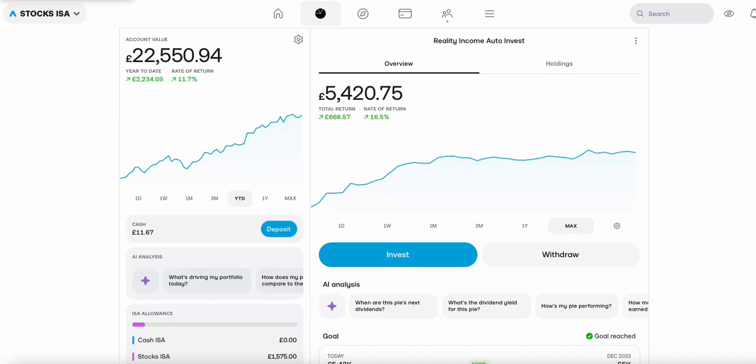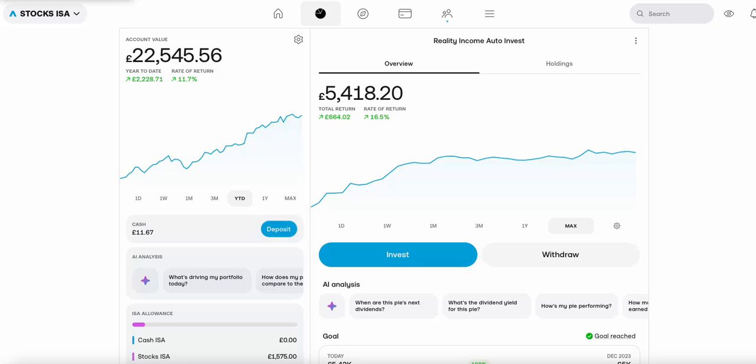This is the Trading 212 app. You can download this, sign up, pretty simple to get started. So on the left, we have my current account value, currently sitting at 22,500 and is pretty active, £46.